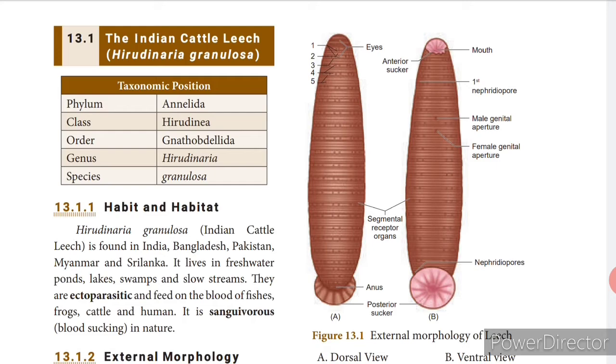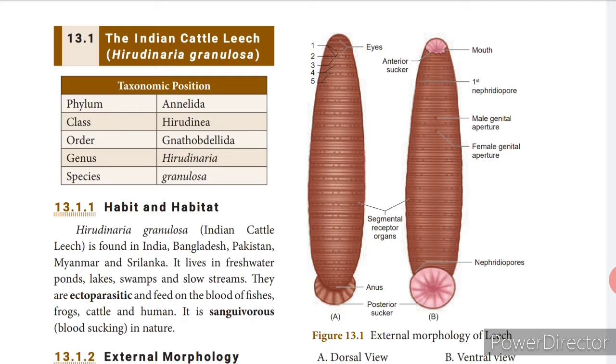Now this leech is divided into 33 segments, and each segment is further divided into rings or annuli. Now there are two receptors found. One is the annular receptor that is located in each annulus, and the other is the segmental receptor that is located on each segment. Now there are 5 pairs of eyes on the first 5 segments. Here you can see in the picture the first 5 segments are marked, isn't it? So 5 pairs of eyes are located in the first 5 segments.